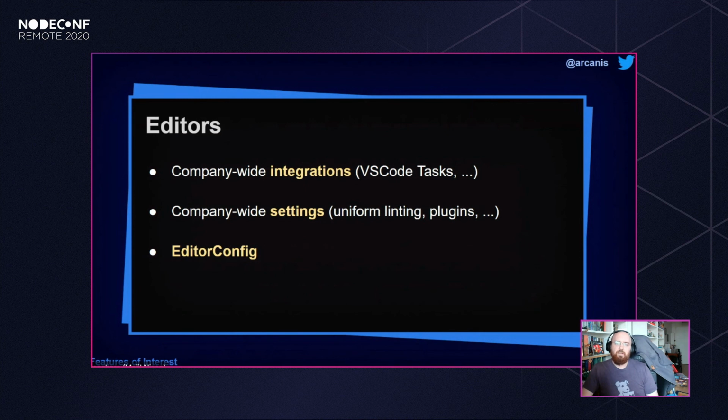So by being aware of the editors, maybe not all of them, but at least the main one in your company, you're able to build company-wide integrations like the VS Code tasks, which allow you to define a set of named tasks that people can just access through the command menu, or to apply settings to everyone in your organization. That's very important because as you start onboarding more and more people, you don't really want them to have different experiences in terms of linting, because otherwise they will have to fix the linting once it reaches CI, or they will be frustrated because they don't understand why things are different.